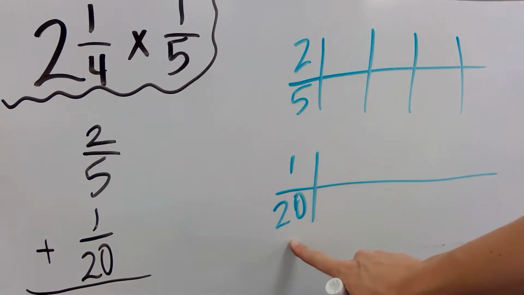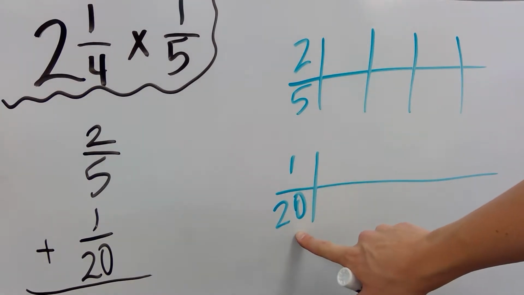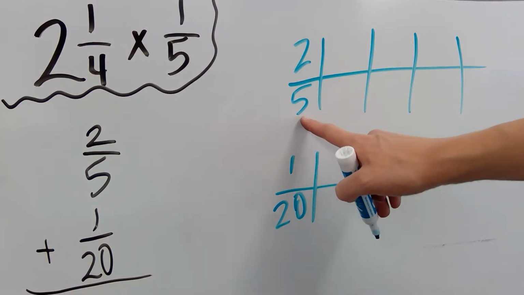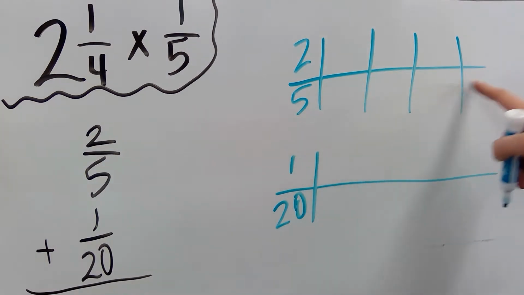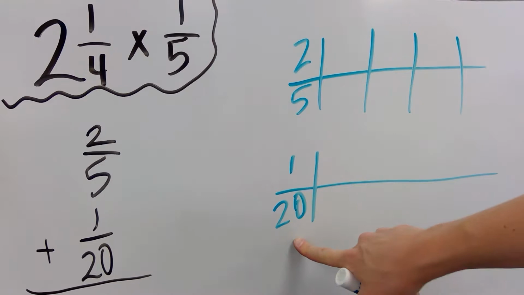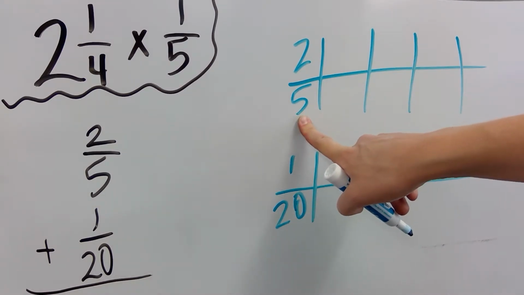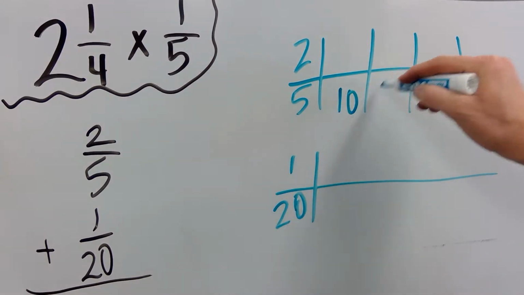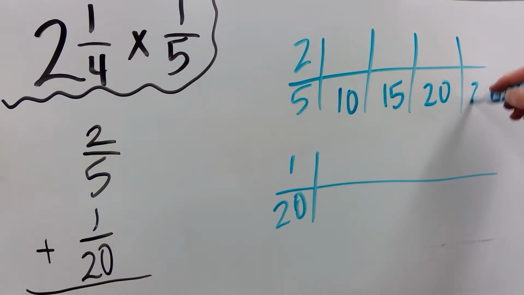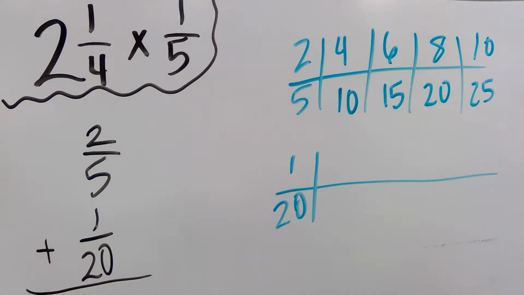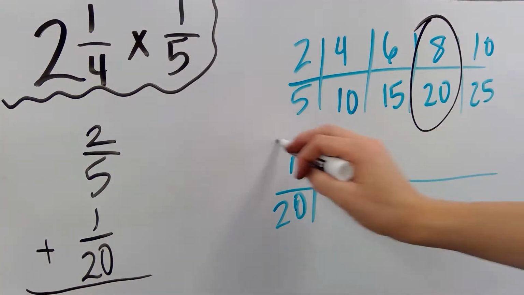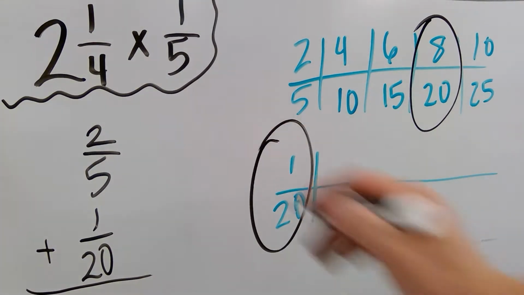It doesn't make sense for me to continue this ratio table because this is already in 20ths, which is way bigger than fifths. Like 5, I would have to continue my ratio table for quite a while just to even get to 20. So I'm going to start with my 2/5 ratio table. 5, 10, 15, 20, 25, 2, 4, 6, 8, 10. And I'm glad I started with the fifths because I have already found my common denominator.